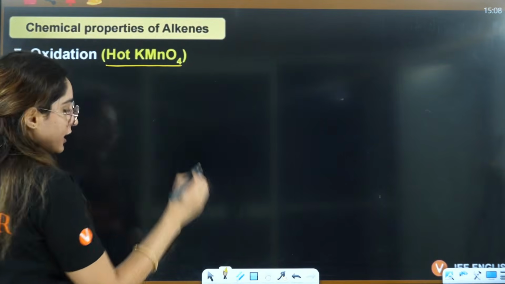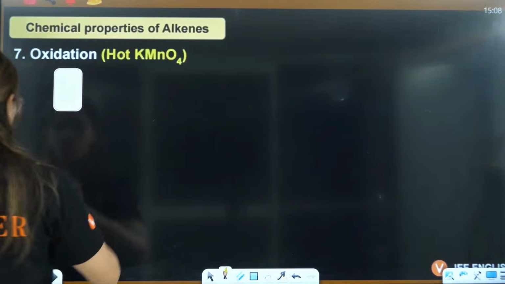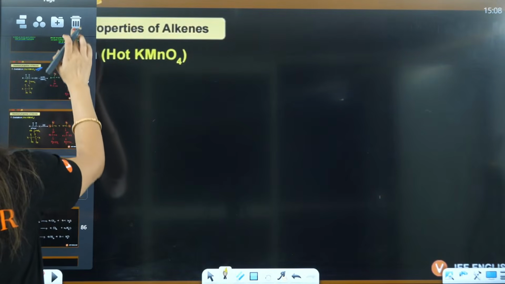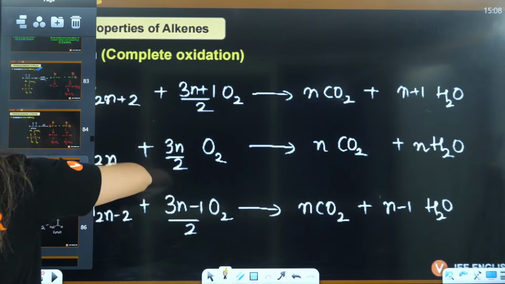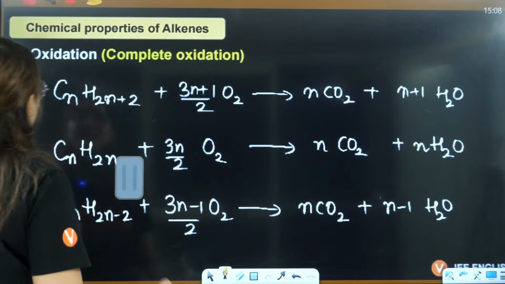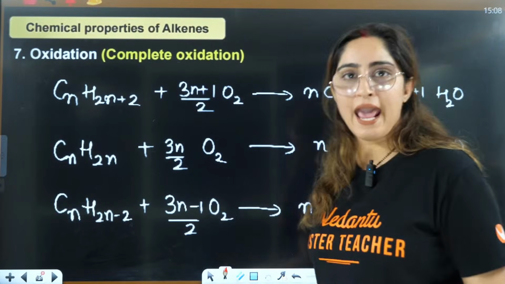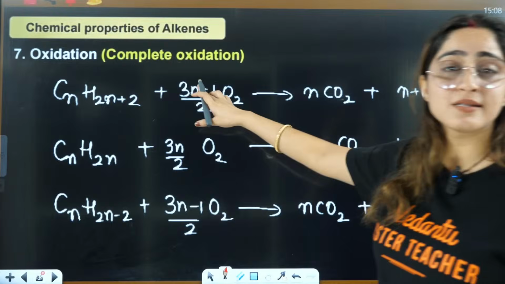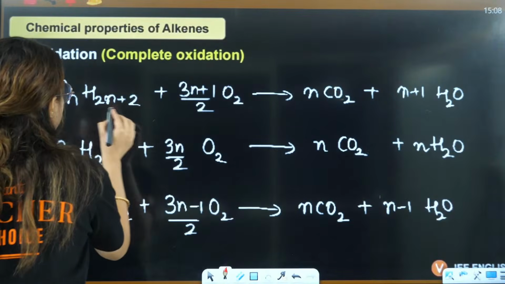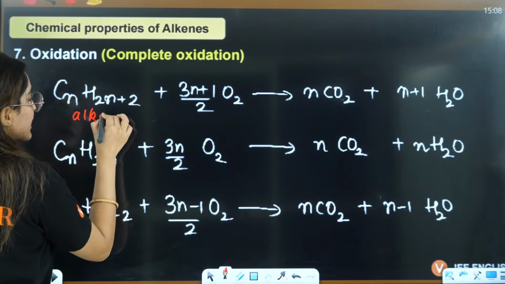Oxidation is hot KMnO4. Achha, this we have done. How many times we'll have to do this? This we have done. Okay? Next, guys, we have complete oxidation. That means we are providing air. If you remember, we have done this yesterday as well. This is for alkene, right?